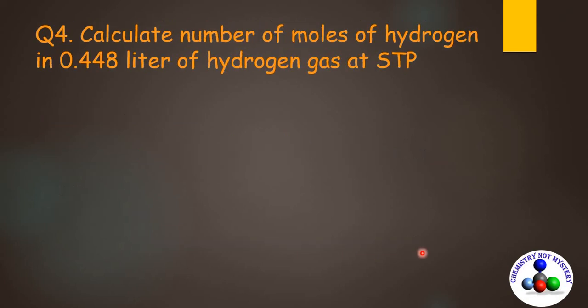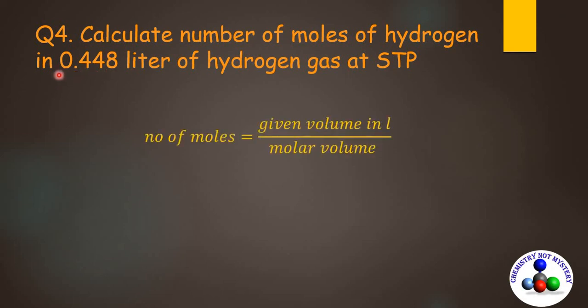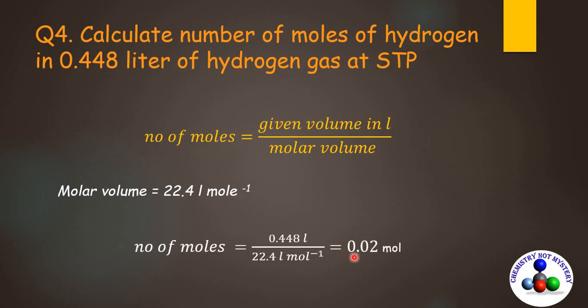Now come to the next question. Calculate the number of moles of hydrogen in 0.448 liters of hydrogen gas at STP. Here volume of hydrogen is given, and you know 1 mole of any gas occupies 22.4 liters. So when you divide given volume by molar volume, you will get the number of moles, and it comes out 0.02 moles. And you already know that 1 mole contains 6.02 into 10 raised to 23 atoms. On multiplying 0.02 moles by 6.02 into 10 raised to 23, you will get the number of atoms.